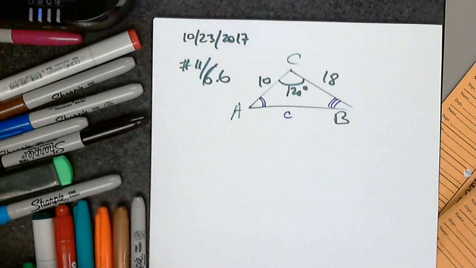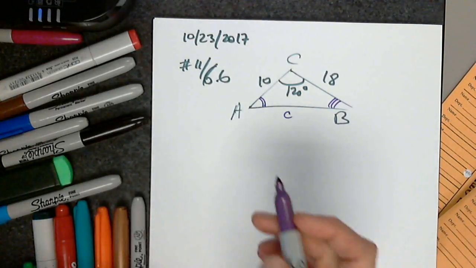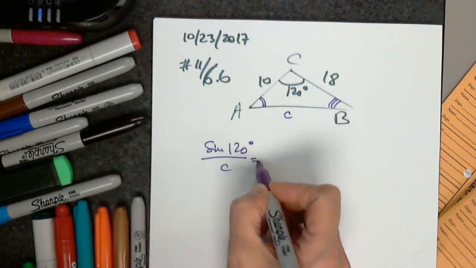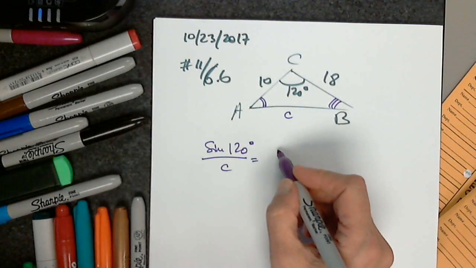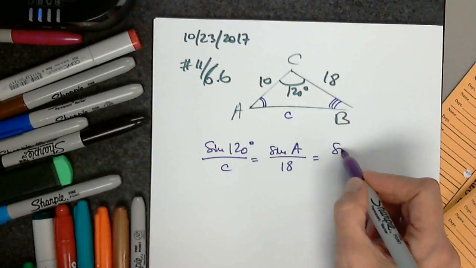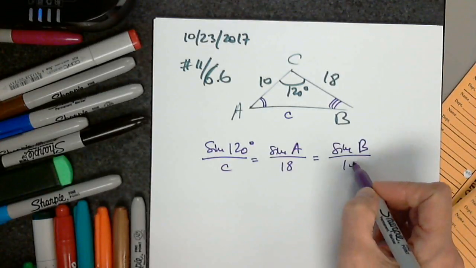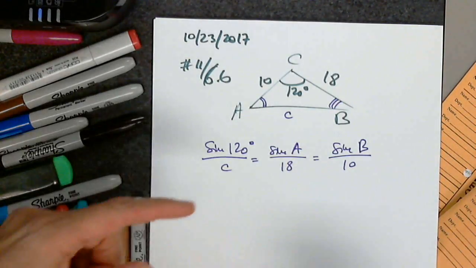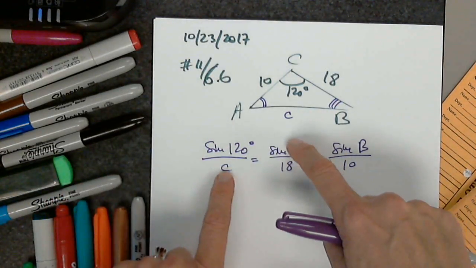So let's say we start with law of sines. Then I will write sine of 120 degrees divided by C equals sine angle A divided by 18 and equals sine angle B divided by 10. And I'm in big trouble because I can't do anything. Look at this proportion. I don't have these two.